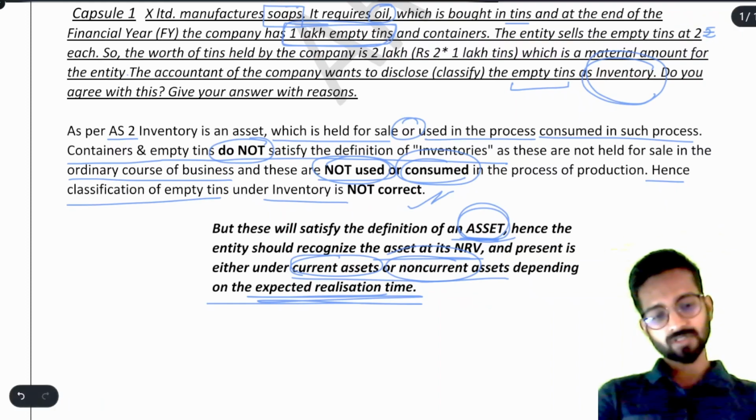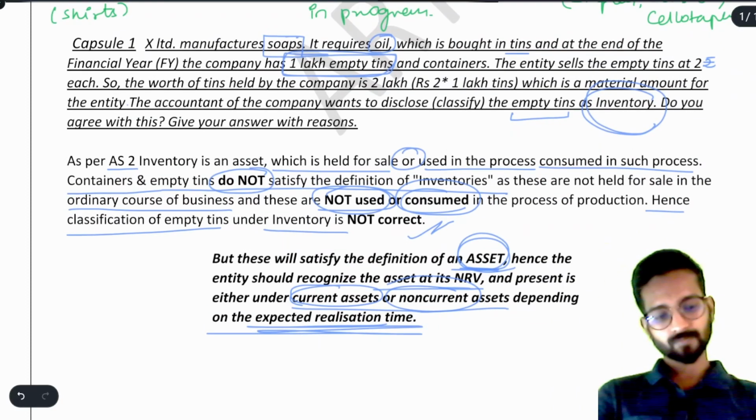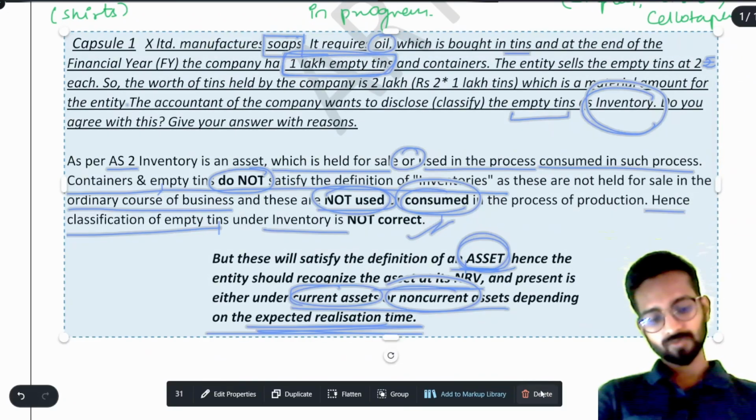Now, this was our capsule number 1. Further, now we'll read about capsule number 2.